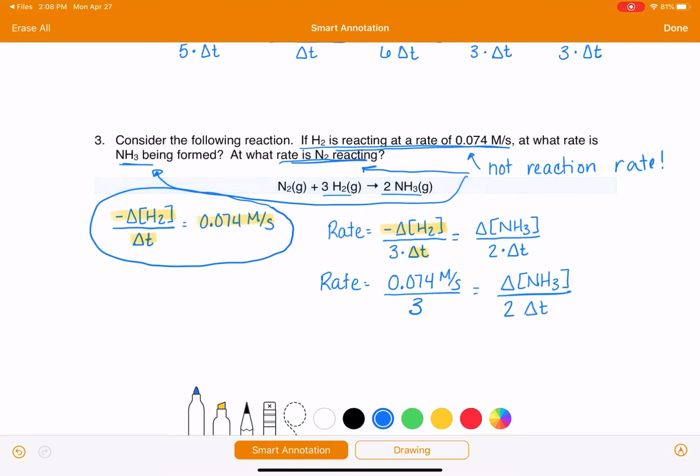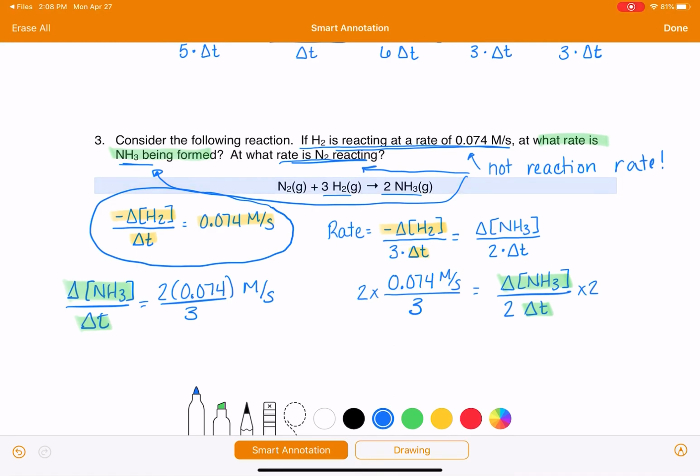Our goal is to figure out delta [NH3] over delta t. That is, at what rate is NH3 being formed? That's this term right here. So now we just need to do some algebra. Get that 2 out of the way, multiply both sides by 2. That gives us this number, 2 times 0.074 over 3. The units will be molarity per second.